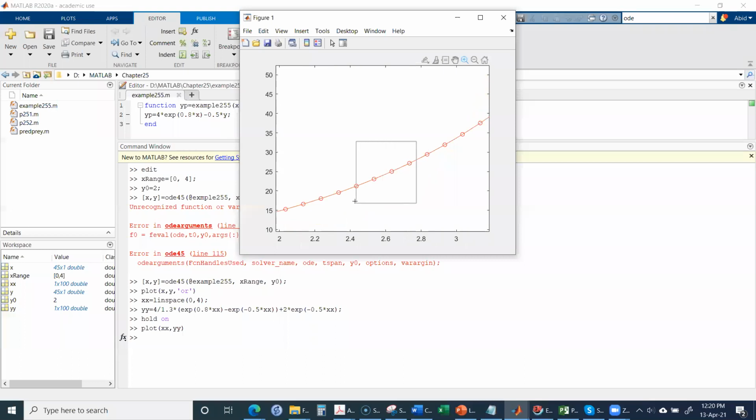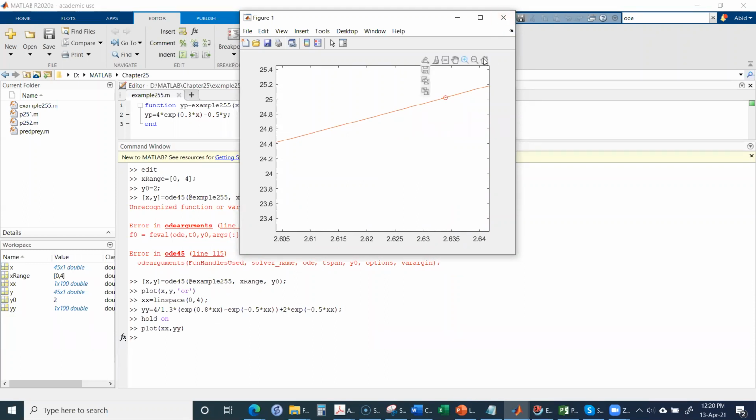I can further zoom in. Yeah, so in this case, the solutions are almost exactly matching. Okay, actually exactly matching the solutions.